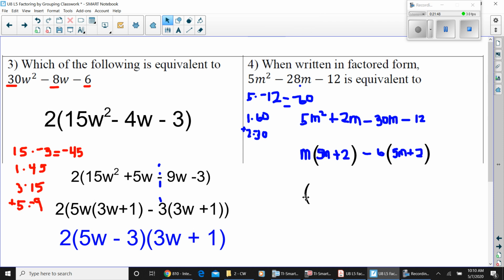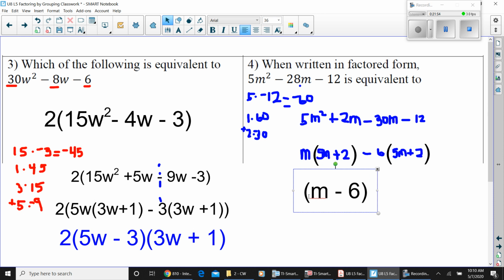So to get your answer, you put m and a minus 6, make that one binomial, and the other binomial is 5m plus 2. And that's your answer.